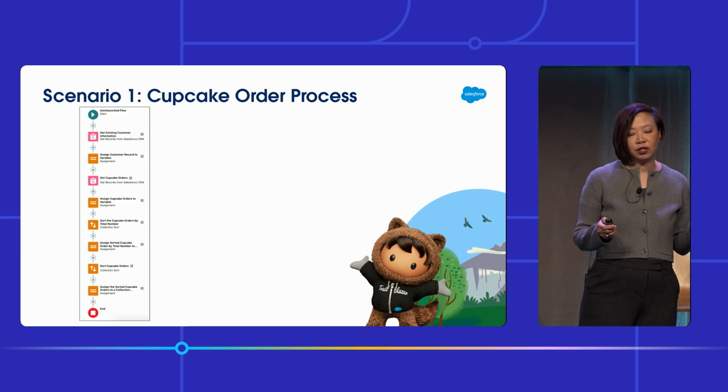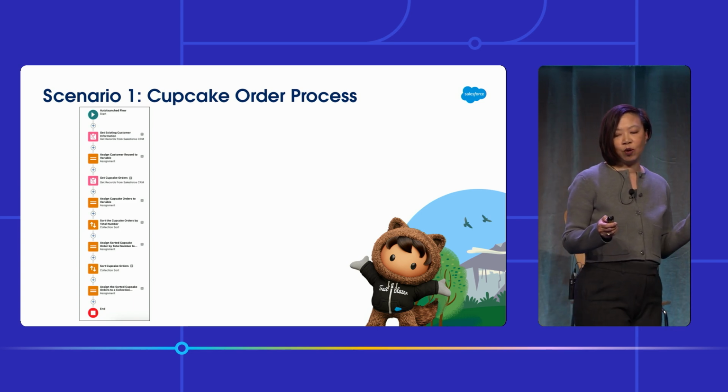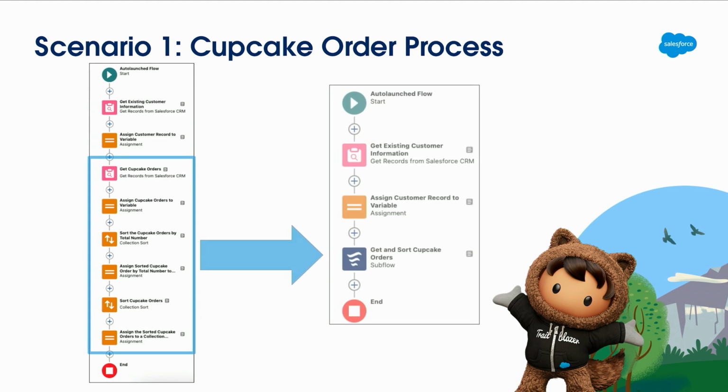So here's that original scenario 1 cupcake order process. And here's the new and improved flow. It's really impressive when you take those 6 elements and replace them with the modular flow, or the subflow. It makes for a more condensed, easier to review design.